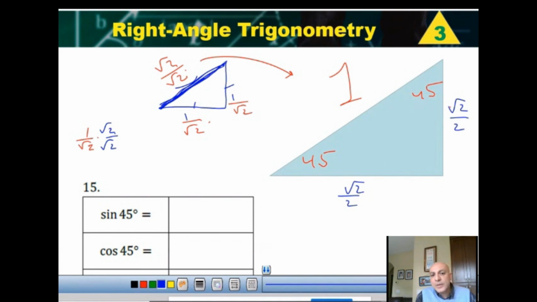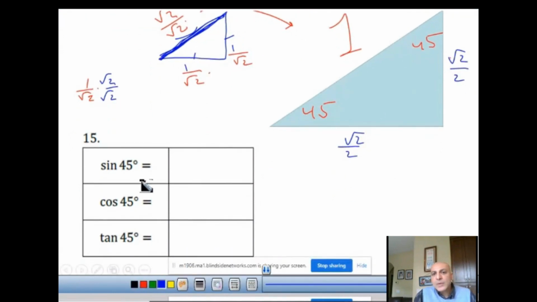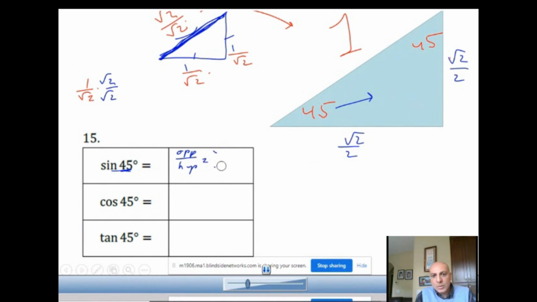So based on this fact, I'm just going to fill in some information here. Sine is opposite over hypotenuse. Opposite of, choose any 45 if you'd like, opposite of this 45 is square root of 2 over 2, divided by hypotenuse, which is 1, which is basically going to give you square root of 2 over 2.